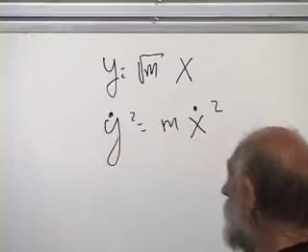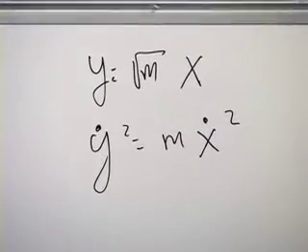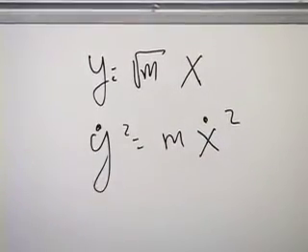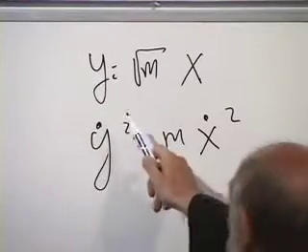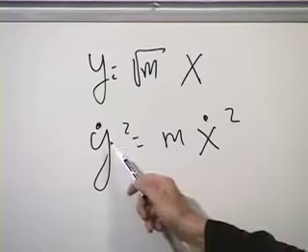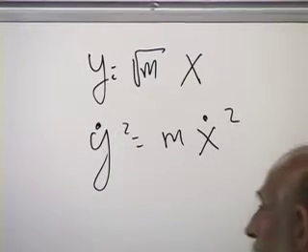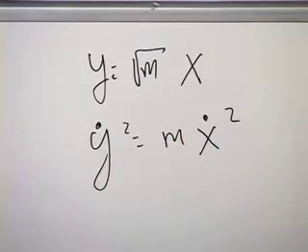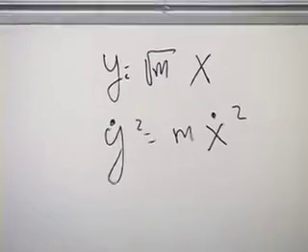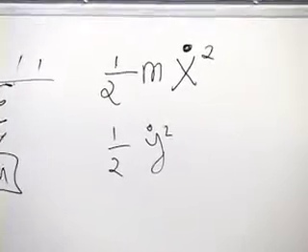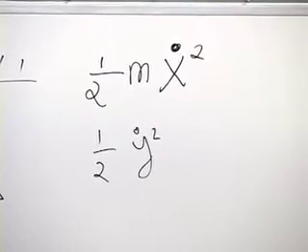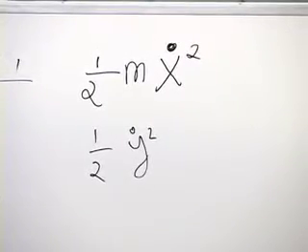So if I chose to work with the y coordinate instead of the x coordinate, it's really just a change of units. If I decide to change units from y to x, or from x to y, then y dot squared is equal to m x dot squared, and I could call this just 1/2 y dot squared, and get rid of the mass altogether. Let's do it. It will simplify many of our equations.